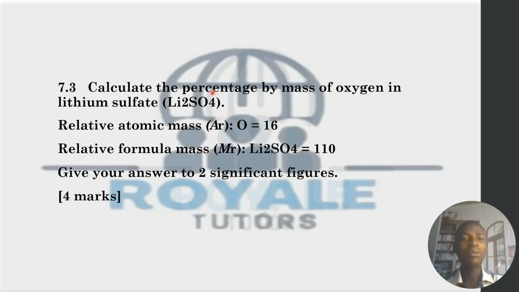So for you to calculate the percentage by mass of oxygen, you can be told to calculate the percentage by mass of sulfur. You can be told to calculate the percentage by mass of lithium. But in this question, you're only told to calculate the percentage by mass of oxygen, which is 16. When you're doing that, you have your mass over your molar mass, multiplied by 100.